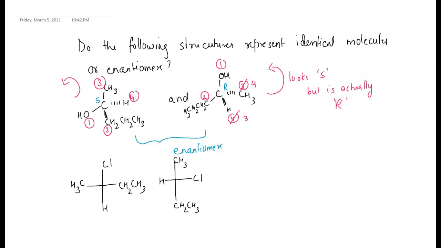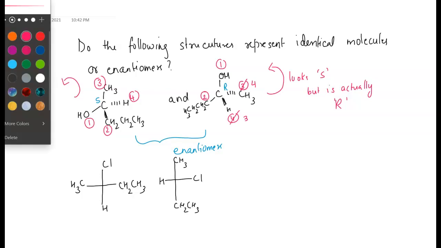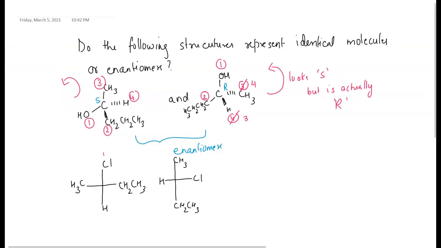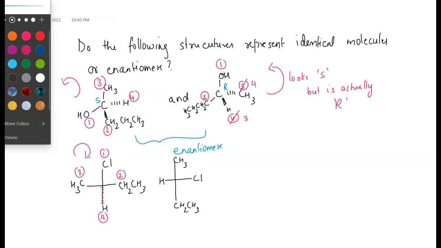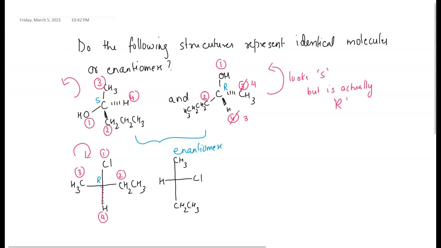Okay, so let's assign priorities first. Here number 1 is chlorine, number 2 is CH2, CH3, and number 3 is CH3, and number 4 is hydrogen. Now remember, hydrogen is already at the back because our vertical bond represents a bond going at the back, right? So since hydrogen is already at the back, we can just do 1 to 2 to 3. We are going clockwise, so this represents a R configuration.